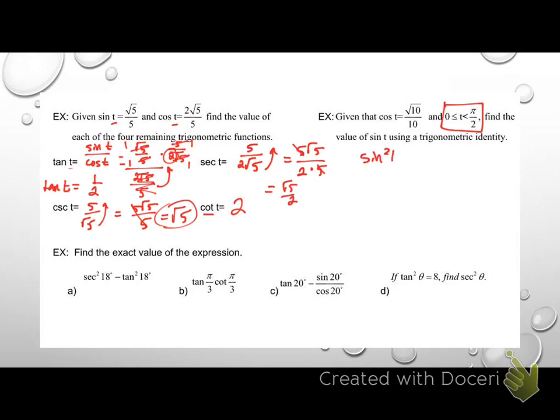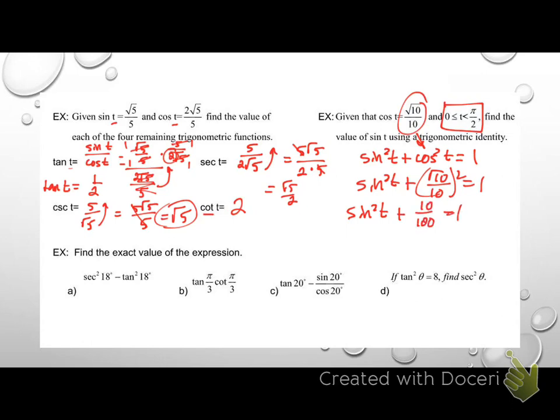Well, if you go back to your identities, there's one that relates sine and cosine together. And that is sine squared of the angle plus cosine squared of the angle is equal to 1. So I'm going to take this and put it in for cosine. So that means I have to square that. So I got to take radical 10 over 10 and square it. So that equal to 1. So sine squared t plus, now when you square that fraction, you square the numerator and square the denominator, and you get 10 over 100. Which will reduce down to 1/10.